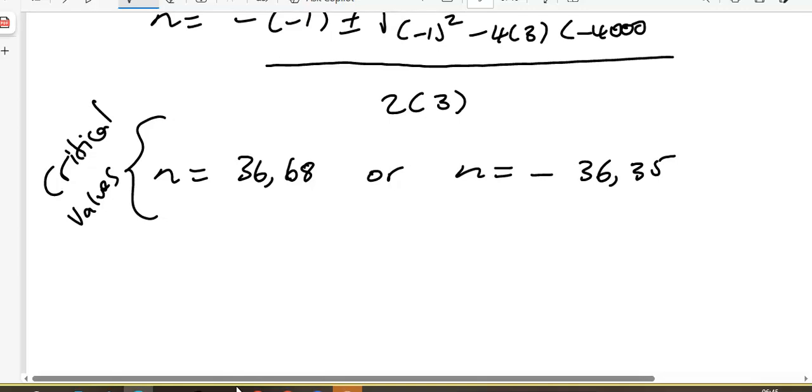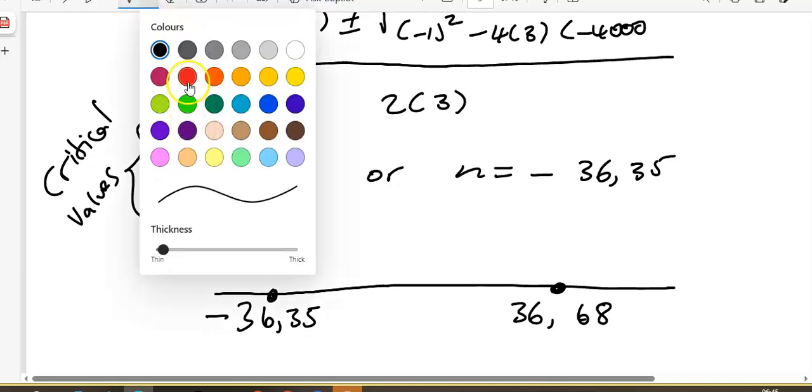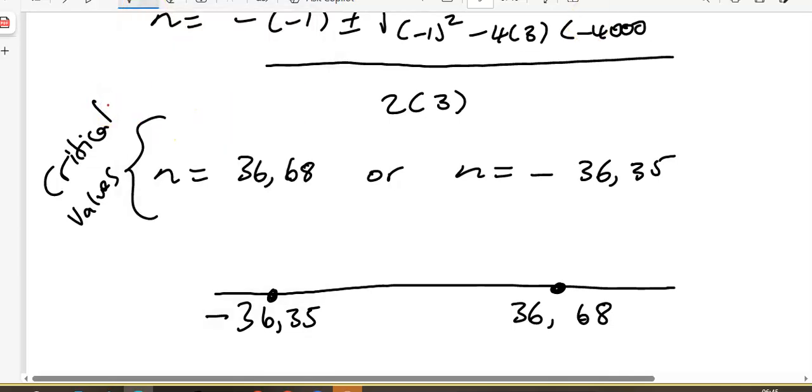What you're going to do, you're going to take the minus 36.35, put it on the number line, and then we're going to put the 36.68. So we're going to draw a number line here. This is the point. This is another point. It's positive, so it will be concave up. It's fine. So now what you're going to do from this point, we're going to finish this problem now.